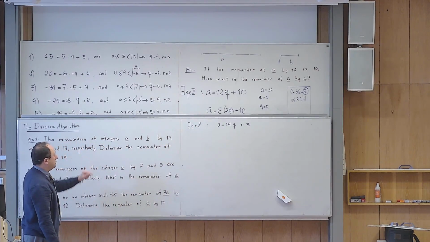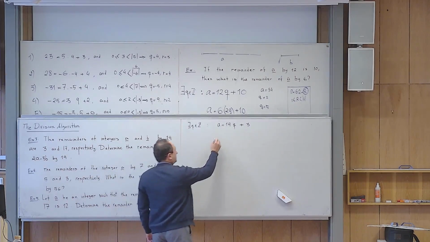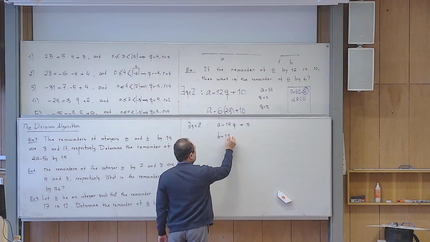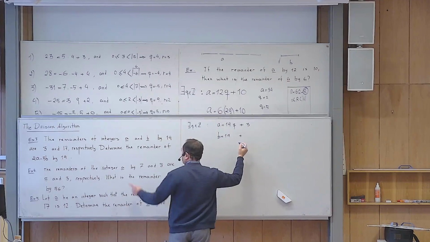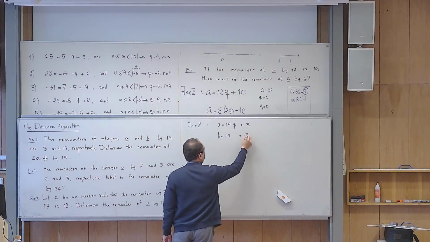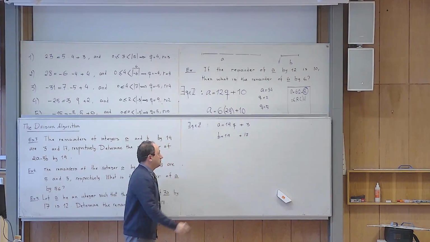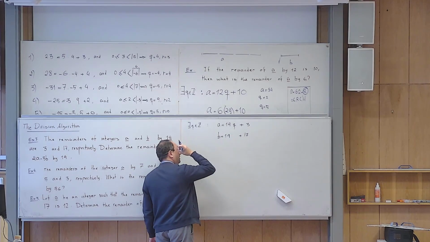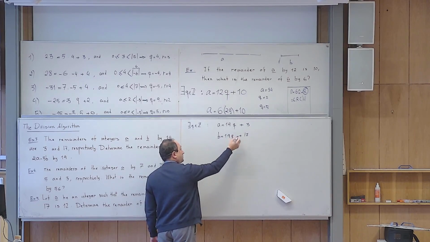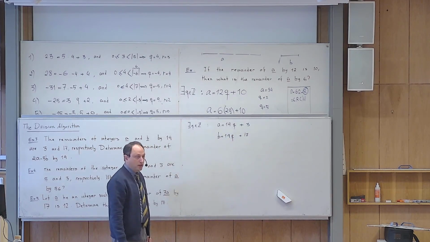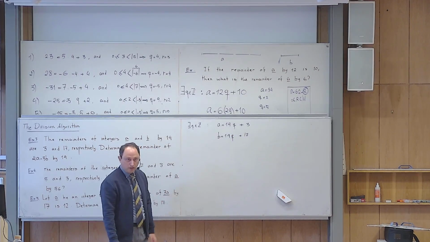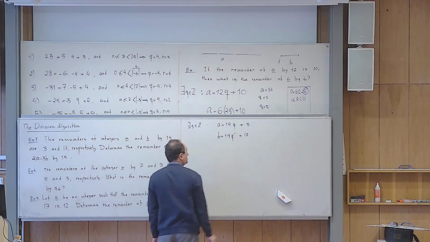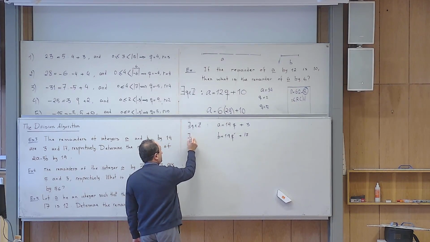If you divide b by 19, so what do you write? 19, but you know the remainder. The remainder is 17. So what should I write for the quotient? Everyone? So be careful, you're not allowed to put the same q, because there is no guarantee that the quotients are the same. So you have to change the letter. So let us change it to q prime.